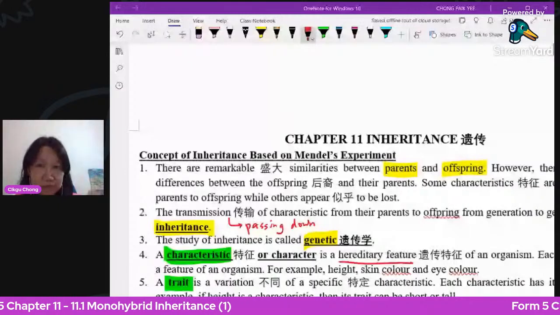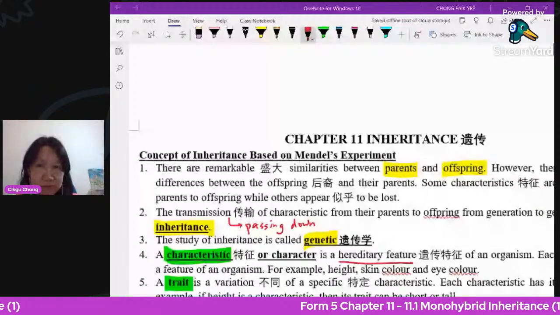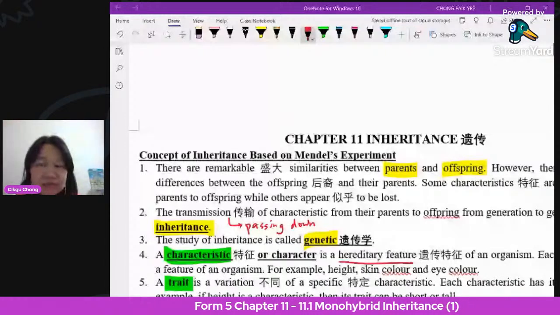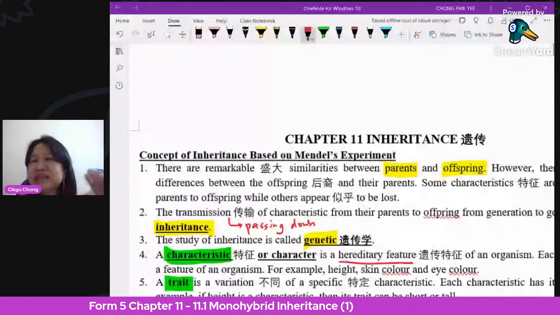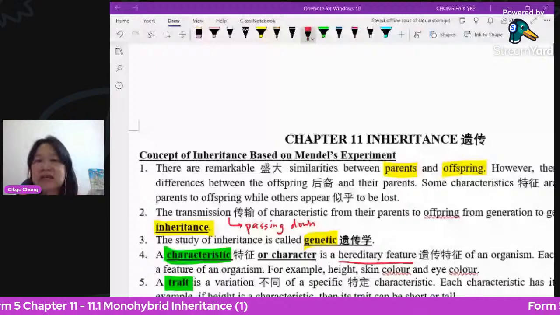Okay, so that means they do carry certain genes. Now we say genes, but back in those days, Mendel didn't say genes. He just said that there's a factor. He did not introduce the word genes. The word genes came much later.